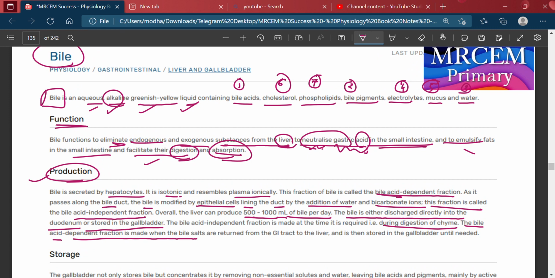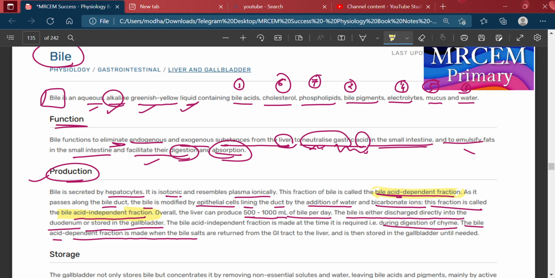As it passes along the bile duct, the bile is modified by the epithelial cells lining the duct by the addition of water and bicarbonate ion. The fraction is called the bile acid independent fraction. So this was the bile acid dependent fraction and this is the bile acid independent fraction.